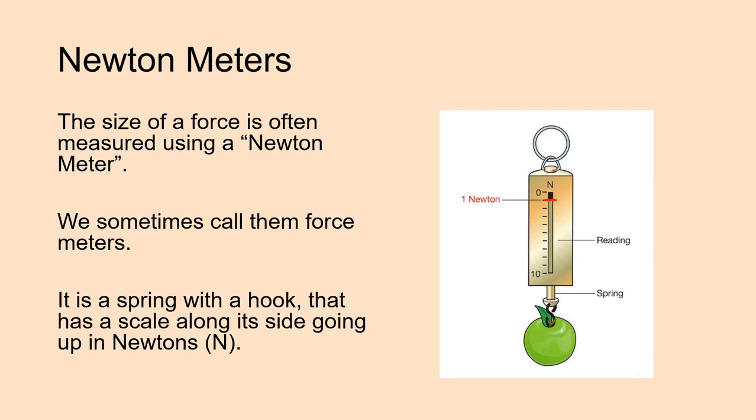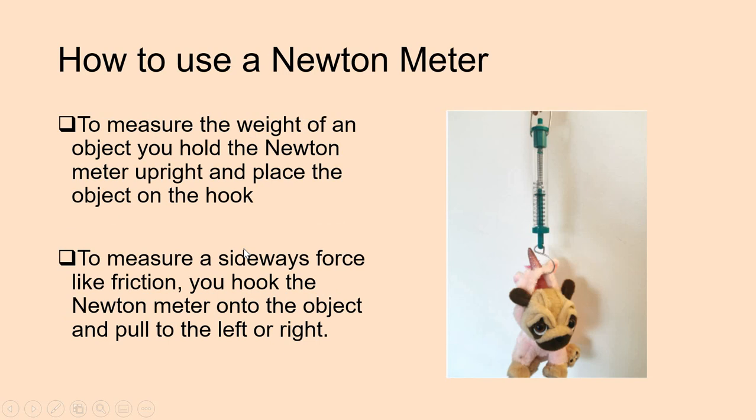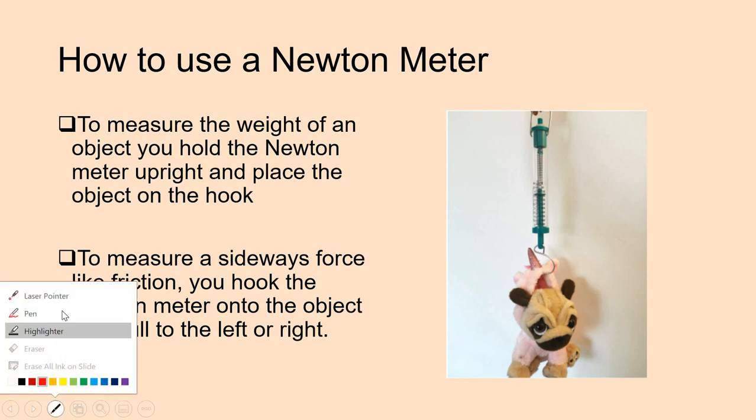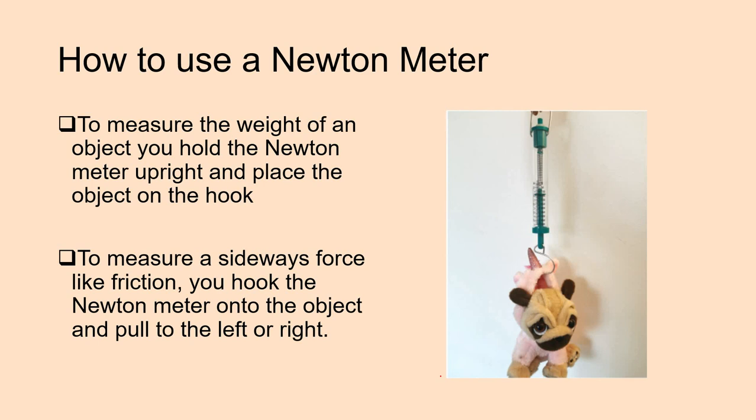Newton meters. The size of a force is often measured using a Newton meter. We sometimes call them force meters. It is a spring with a hook that has a scale along its side going up in newtons. How would we use a Newton meter? To measure the weight of an object, you hold the Newton meter upright and place the object on the hook, like in this picture. The spring will stretch, and that will tell you the weight of the object in newtons.